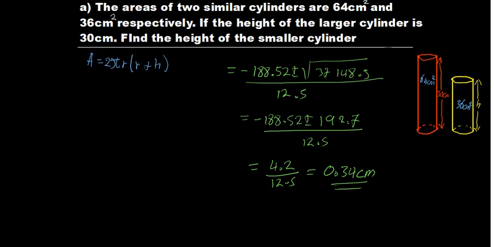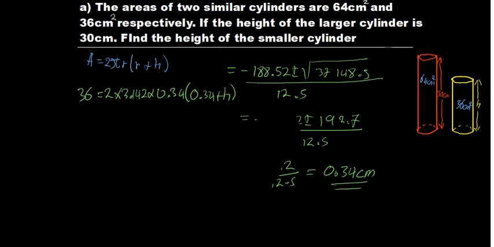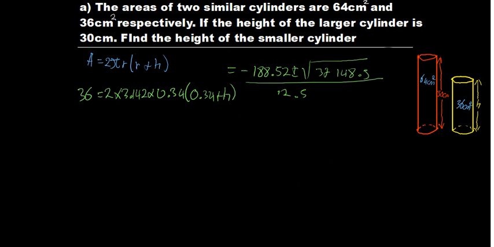Hence, we can now use the radius to find the height of the other cylinder. So keep in mind that the area of the cylinder whose height we are now finding is 36, which equals 2 multiplied by 3.142 multiplied by 0.34, open bracket, 0.34 plus height, and we close, like that.